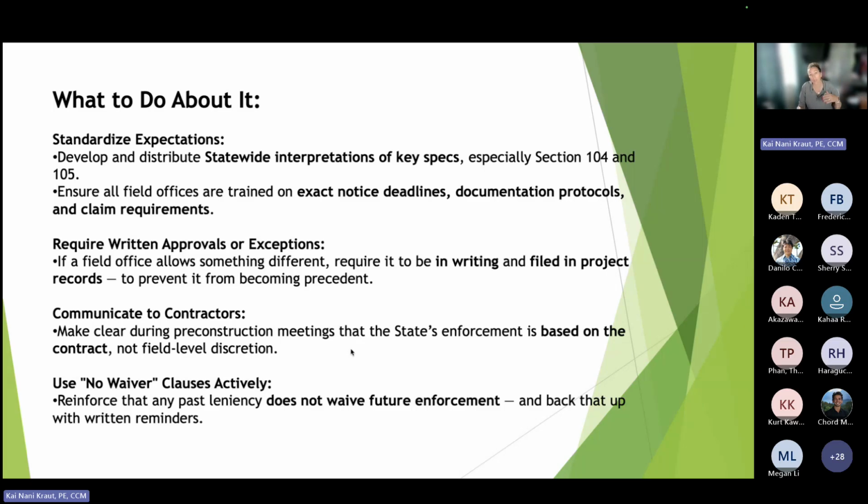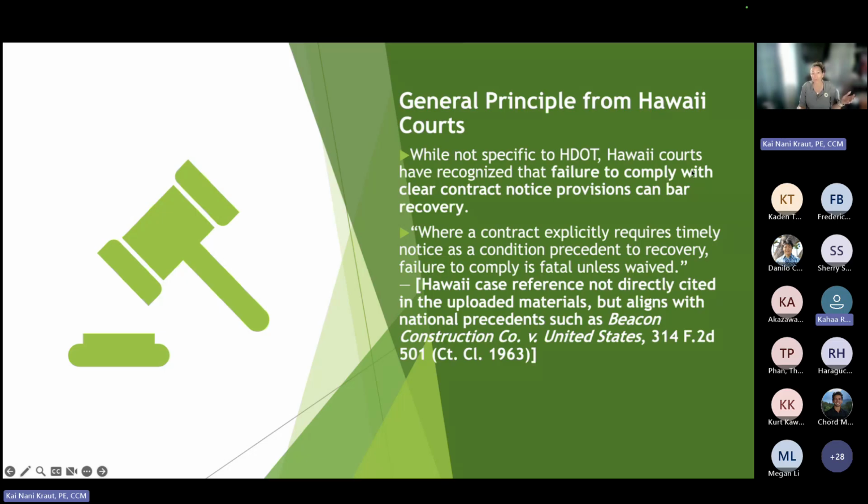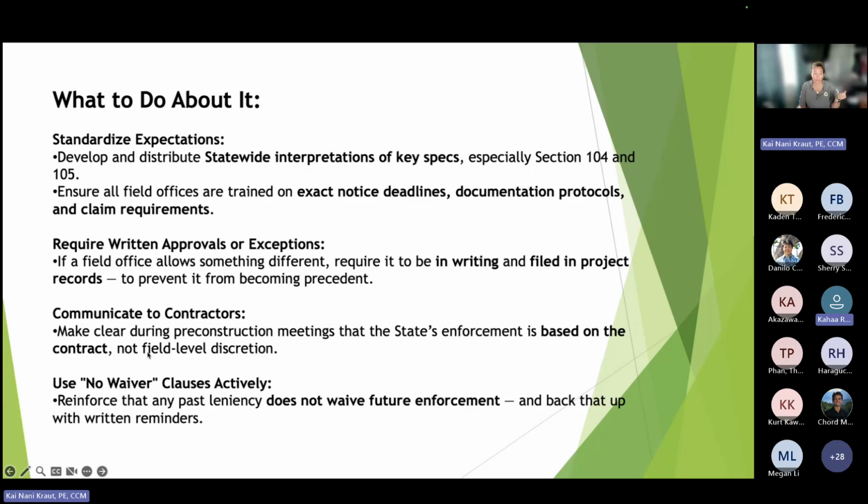If we take these steps and act in good faith, I think it'd be very hard for a contractor to come back. And then the last one is to reinforce that past tendencies or leniency do not waive future enforcement, and back that up with written reminders. So I think there's a way we can get there. Now, the general principle: if we send monthly reminders, we could quickly do that on a project. Even before the culture changes, if you send monthly documented reminders to the contractor, that sets a precedent even for that job alone. Then we can come up with a plan.